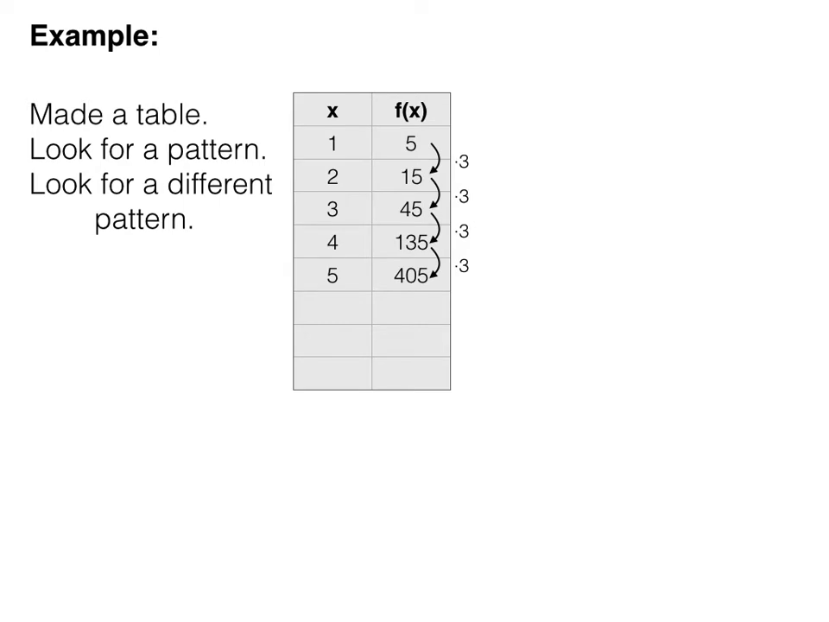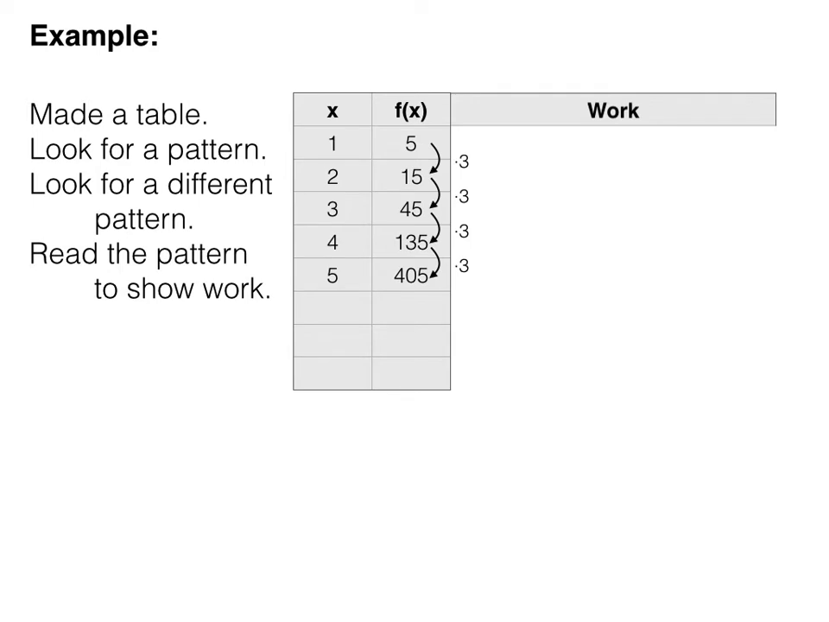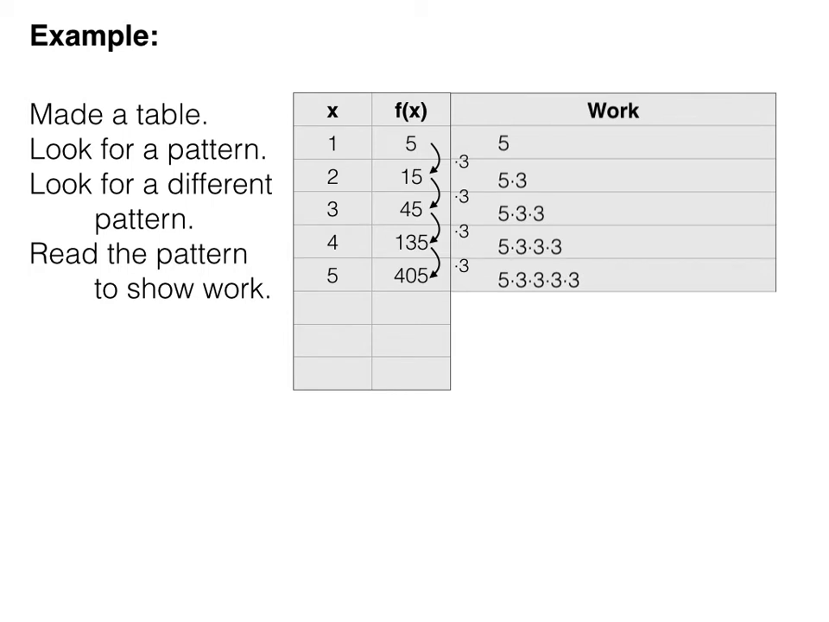So now we write the pattern to show the work. What do we mean by that? Well, we start with 5, and then we see we have 5 times 3. So we'll put it there, 5 times 3. For the next one, we have 5 times 3 times 3. So we put it there. 5 times 3 times 3 times 3, we put it there. And we could do that for the next one. We can keep going.